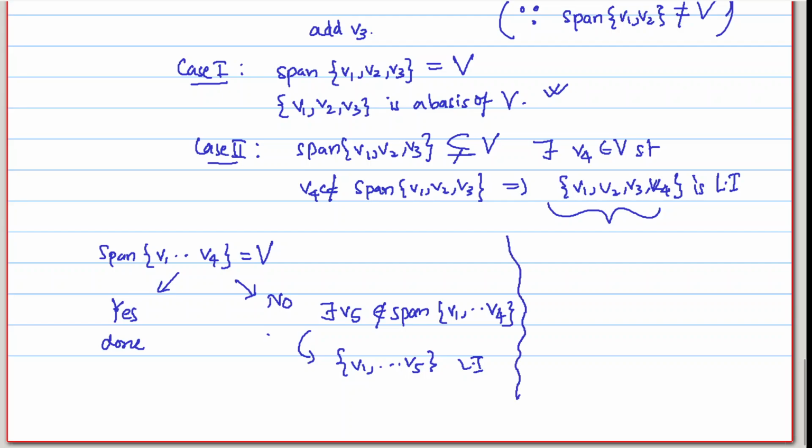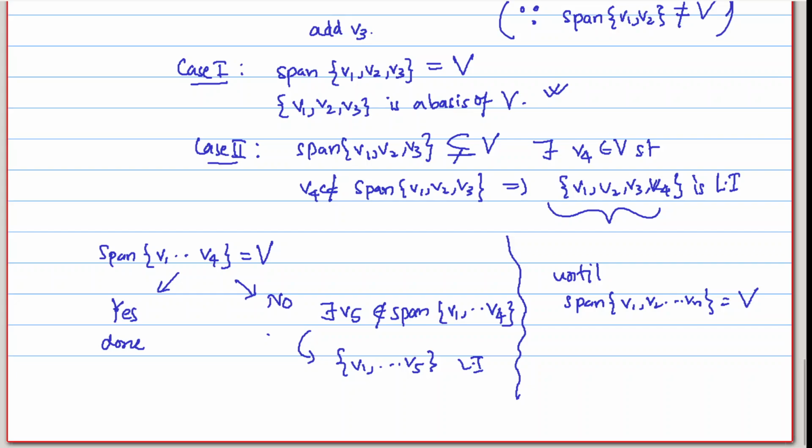So let me just write it down. This procedure will continue until the span of v1 comma v2 up to vn is equal to V, right? For some n. Why would this stop? This will stop because V is a finite dimensional vector space, right? So this will stop at some point. So at some point we'll have many vectors which form a basis.